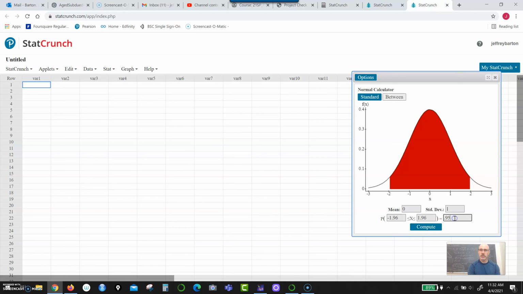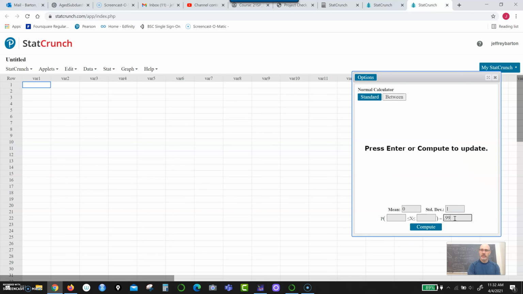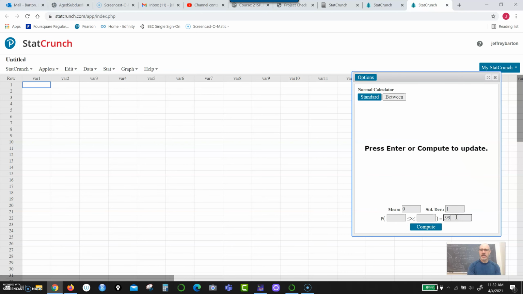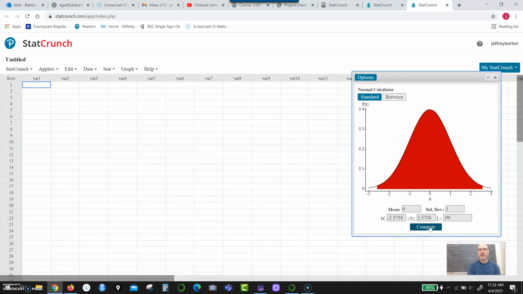Very close to 2 from the empirical rule. If we wanted the middle 99.7%, too many nines, input 0.997, we get very close to 3, about 2.97 there. One of the levels that I used in the example was a 99% confidence level. That's a middle 0.99 area. That gives 2.5758. I think I rounded to 2.576.